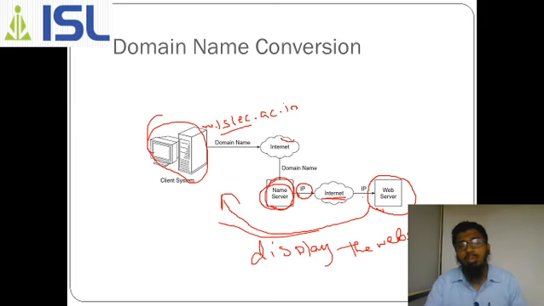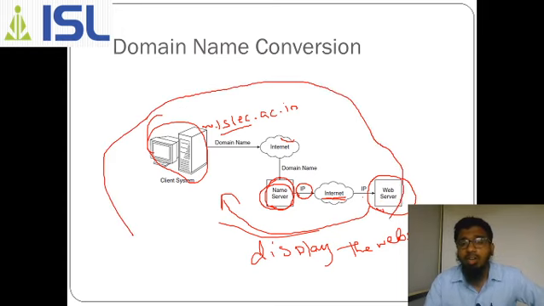This is how your name is converted to an IP. From the domain name it goes to the internet, from the internet to the name server, and the name server identifies the IP. From the IP it is sent to the internet, and from the internet again to the web server. From the web server we get the website and display it to the client. So this much process is done in domain name conversion.